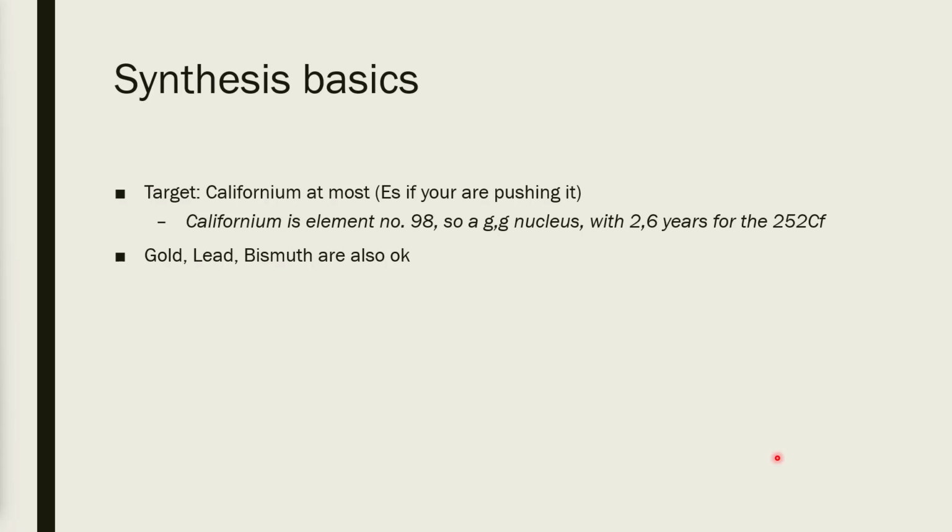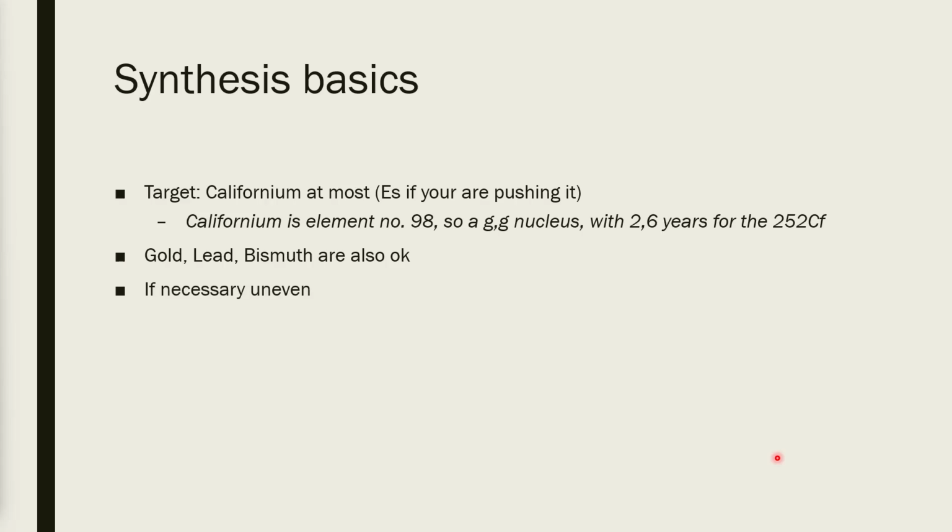element number 98, so it's a GG nucleus with a 2.6-year half-life. Very neutron-rich isotope, californium-252, and GG nuclei are quite stable. Depending on what element you want to create, for example, if you want to create francium, you would use a gold target, but lead and bismuth are okay too. Bismuth is okay as it's quite light, but if you want a really heavy target, you would want this target to be quite stable, neutron-rich, and preferably a GG nucleus.